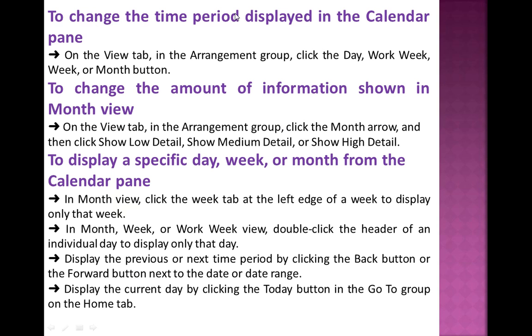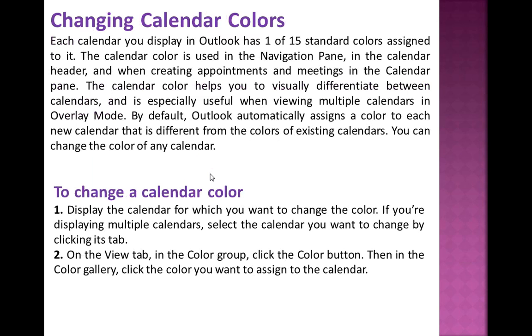How to change the time period? We can change the time period. How we can change the amount of information. We can display a specific day, week, month from the calendar pane. Then how to change the calendar color? We can change the calendar colors from 1 to 15.